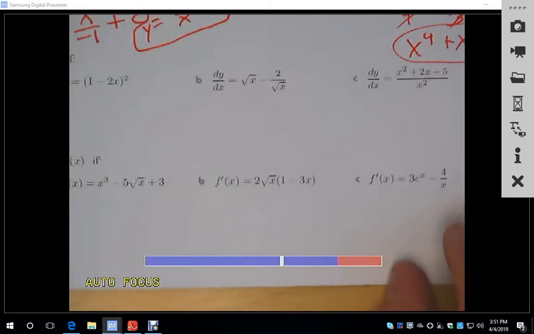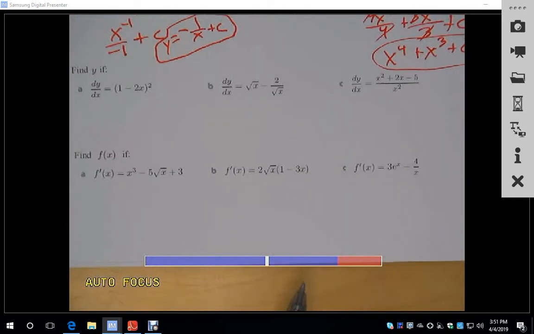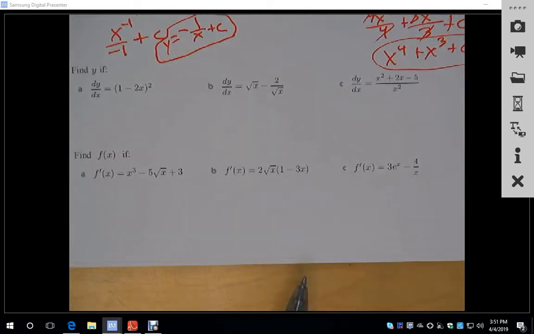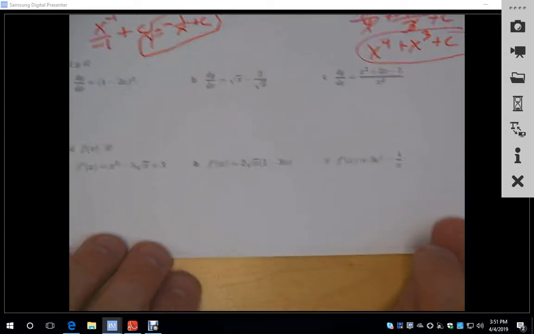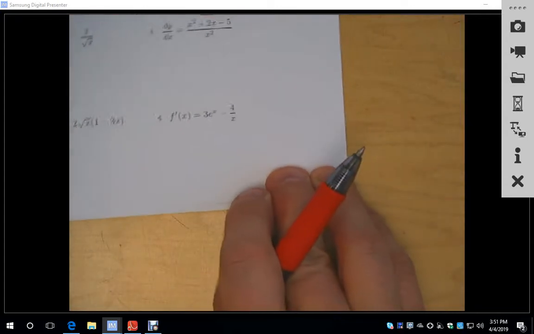What other problem looks fun to do? Let's do another one with ln. Look at these: one of them is going to have ln in it. If it's not obvious to you, pause it and think about it, but the answer is C. C is going to have ln in it.